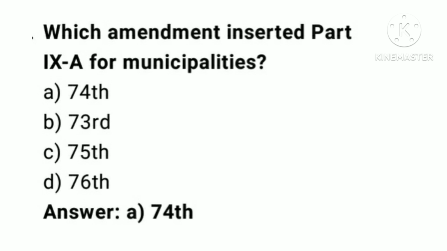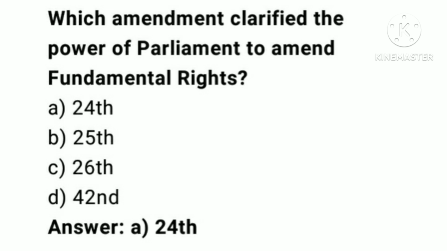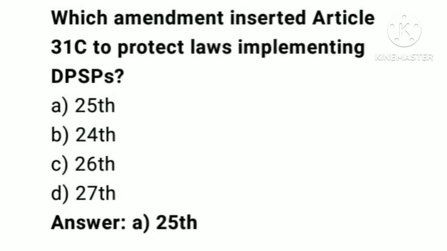Answer: 74th Amendment. Which amendment removed the right to property as a fundamental right? Answer: 44th Amendment. Which amendment clarified the power of Parliament to amend fundamental rights? Answer: 24th Amendment. Which amendment inserted Article 31C to protect laws implementing Directive Principles of State Policy?